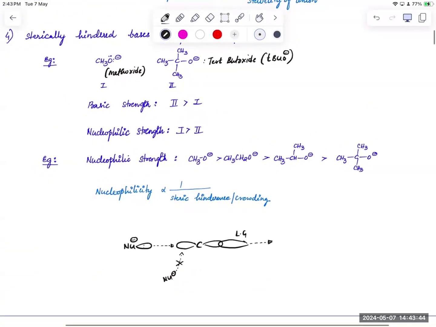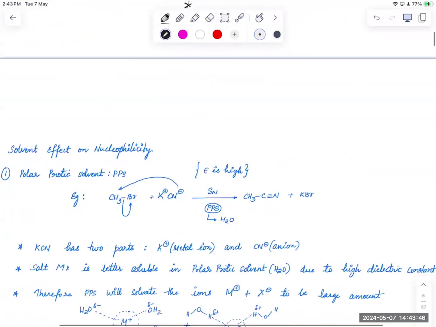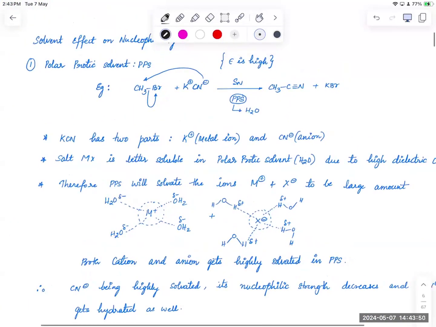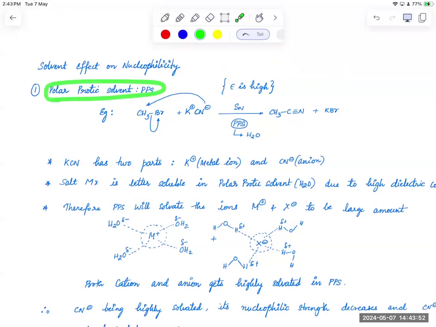Clear, guys? Right. See the next one. Solvent effect on the nucleophilicity. Usually when you have a polar protic solvent, the nucleophilic nature will always be less. Because if water is the solvent, which is a polar protic solvent, and then CN minus attacks CH3Br and Br minus comes out here, then this is the product which you will get.